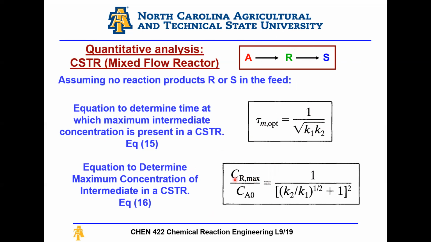Similarly, I have an equation to determine the maximum concentration of intermediate, C_R max over C_A naught. This is equal to 1 over (K2 over K1 to the half plus 1) squared, and this equation will give me the maximum concentration of my intermediate R in a CSTR, okay? So take note of these two equations as well to determine the maximum concentration and the time at which this occurs in a CSTR.